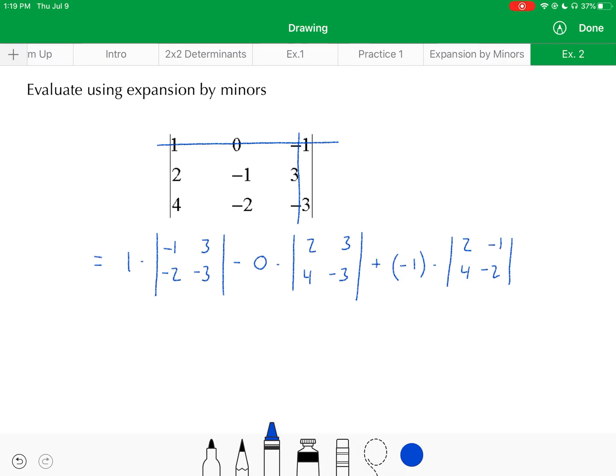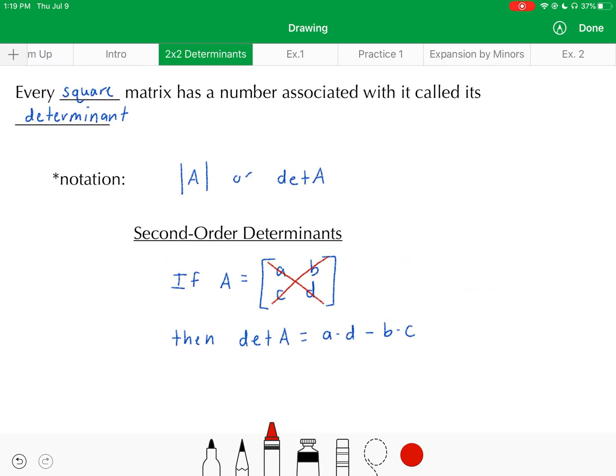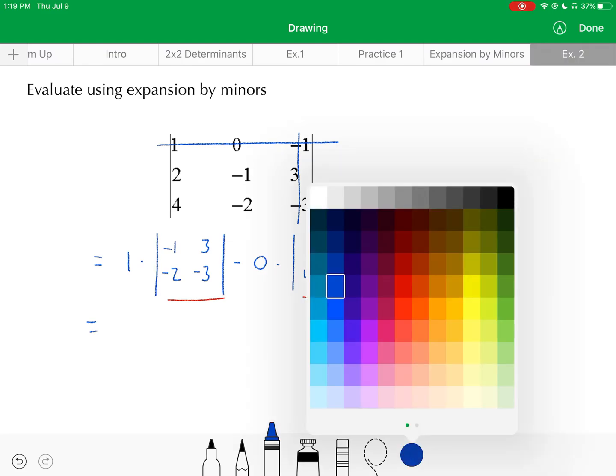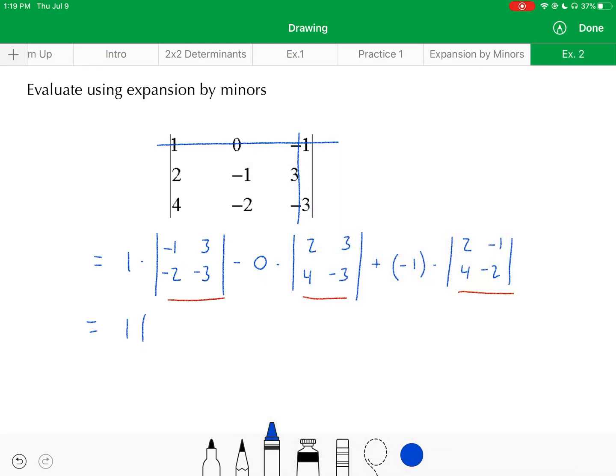Okay, so at this point, you find the value of these three 2 by 2 determinants. Okay, and you would do that using this same approach that we did back here on the second order determinants. Okay, so that's going to lead me to the following. So you keep the 1, and then the product of -1 and -3 subtracted by the product of 3 and -2 is going to lead you to 9.